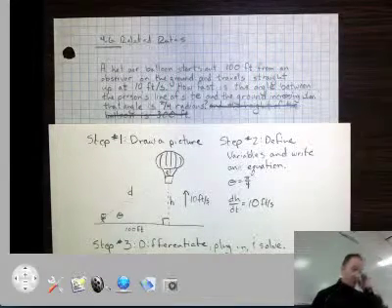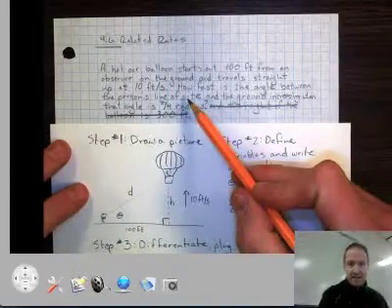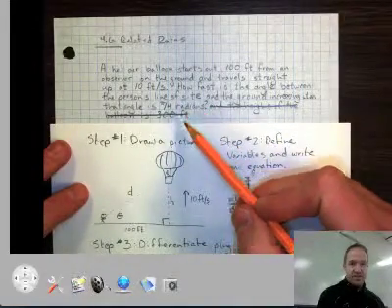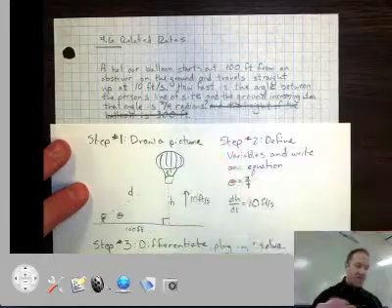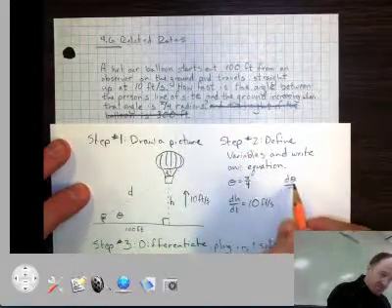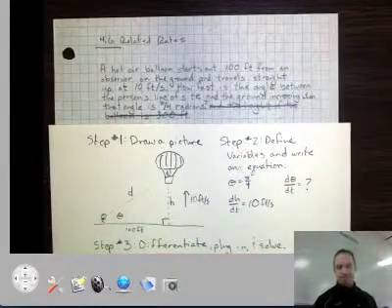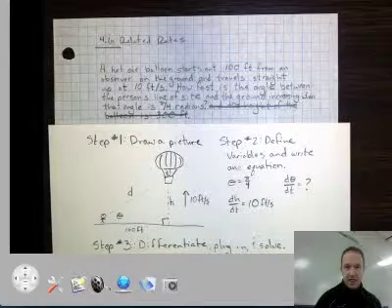Let's see, what else are we given? I think that's about it, but what are we looking for? It says, how fast is the angle between the person's line of sight and the ground increasing? How fast is the angle increasing? That's d theta/dt. That is what we're looking for. The rate of change of the angle.